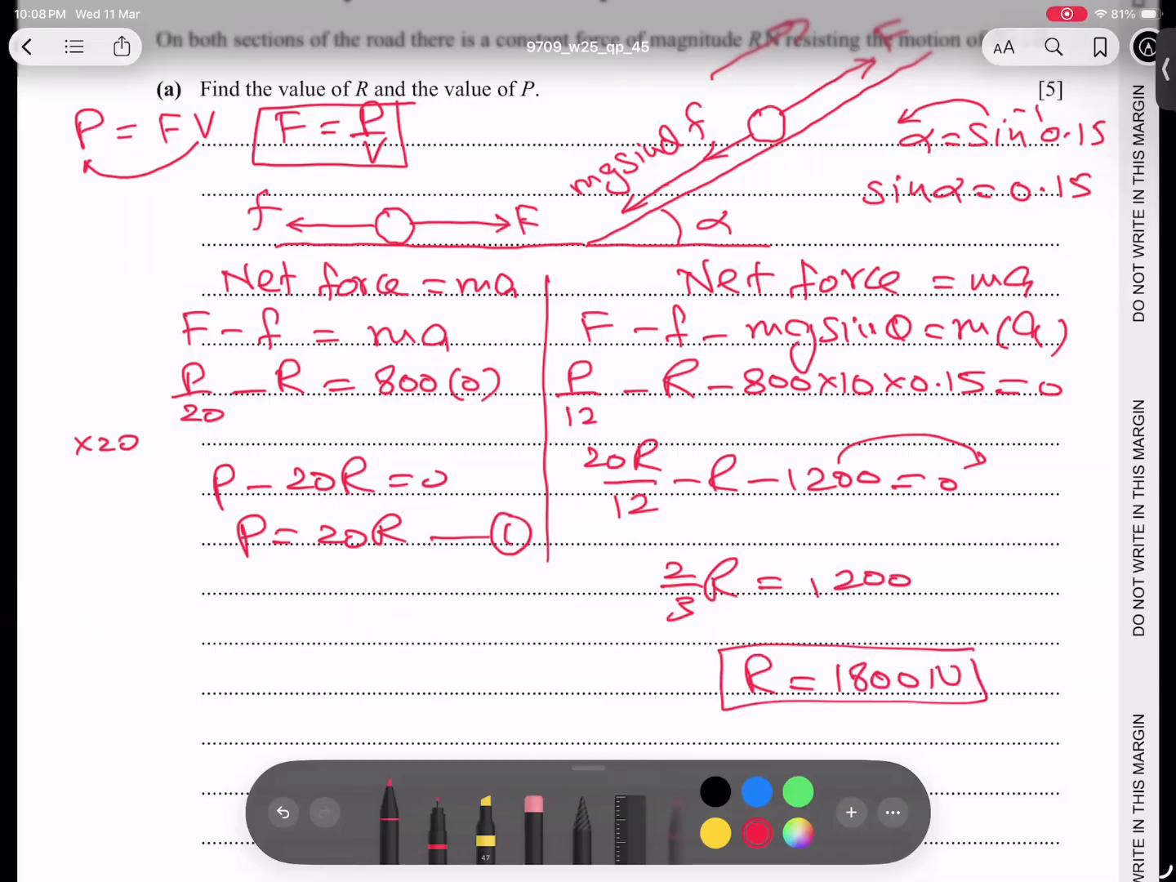So I hope the concept is clear, and let's go for the P value. Plugging this value in here, times 20, and I can say 36,000 is the power.